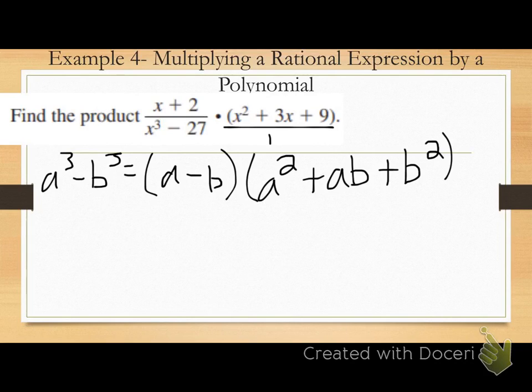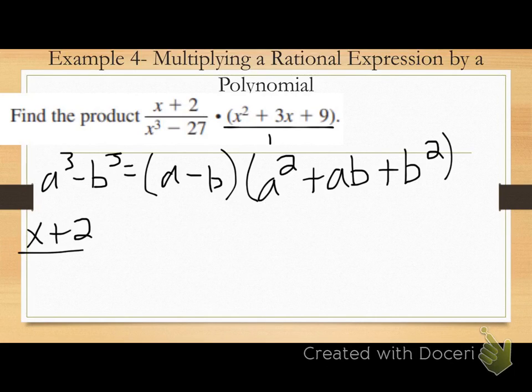Remember, kind of an easy-ish way to remember it is we have the same sign here and here, opposite signs here and here, and then this sign's always a plus. So for the sum of cubes, it's the same kind of process. We'd have the same sign here and here, so it'd be a plus b, and then we'd have opposite signs here and here, times a squared minus ab plus b squared. So there's our difference of cubes formula. So let's go ahead and use that to factor that denominator.